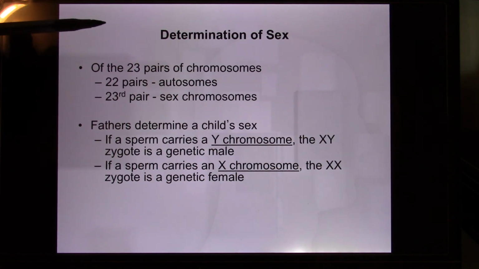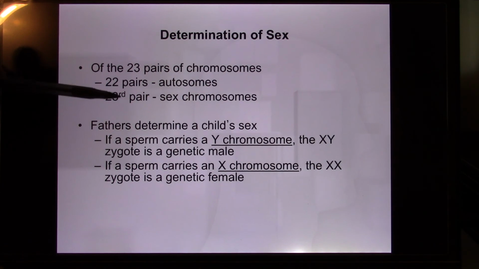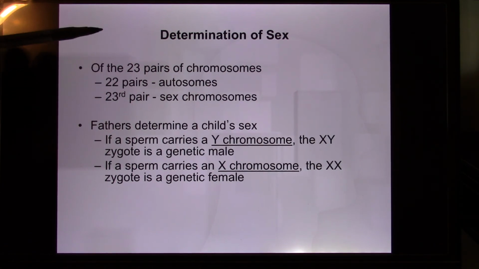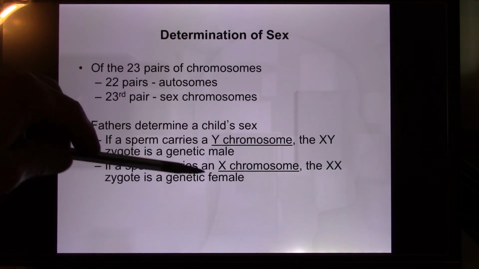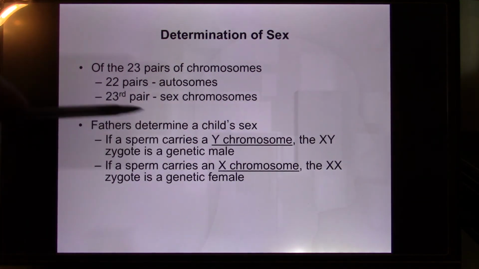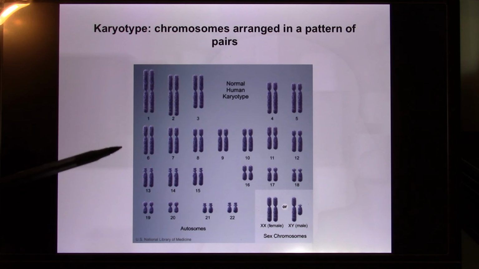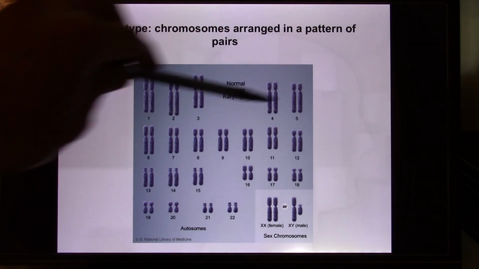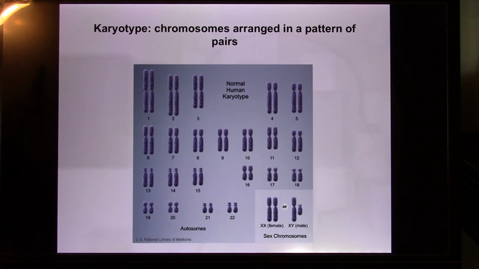So it turns out the sperm, the father, decides the child's gender, because the egg is always X. If the sperm carries the X chromosome, the zygote will be XX, and it will be a female. If the sperm carries the Y, the zygote will be XY, and it will be a male. So these are karyotypes. Karyotype means the chromosomes lined up together. The last pair is the sex chromosome. The other 22 are autosomes.